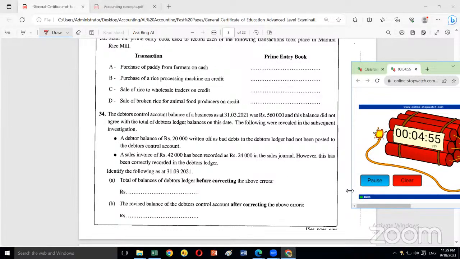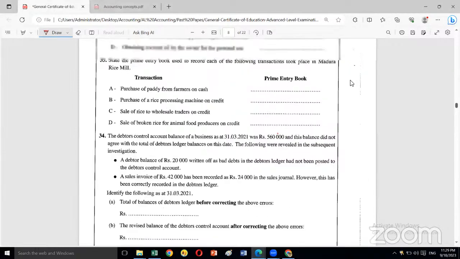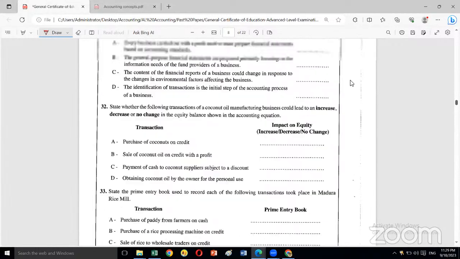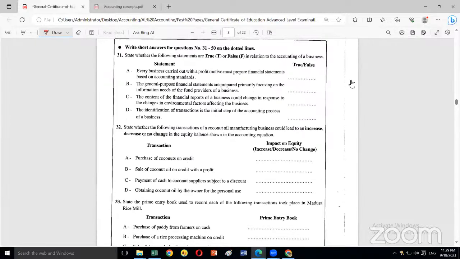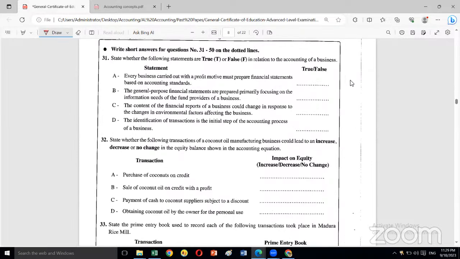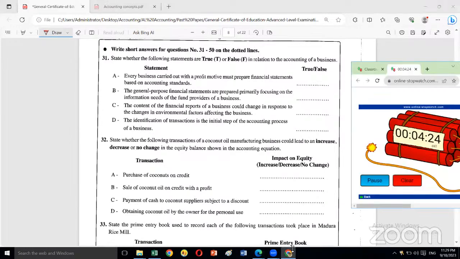Whatever you know, just give a try, Putha. Even if it is correct or wrong, no issue. Easy question, Putha. Question number 31 to question number 34. Quickly do it.